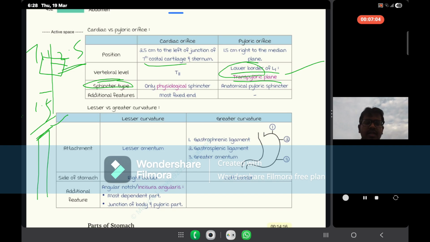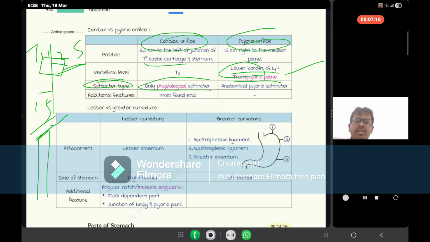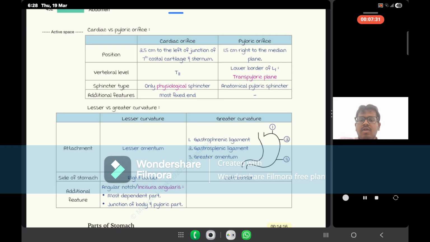So what I am trying to say is that the cardiac sphincter is only a physiological sphincter, and the pyloric orifice has an anatomical pyloric sphincter. Additional feature: the cardiac orifice is mostly fixed, not variable, it is mostly fixed.